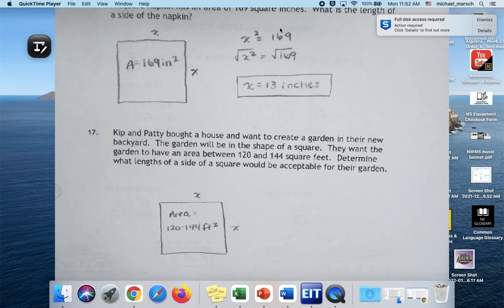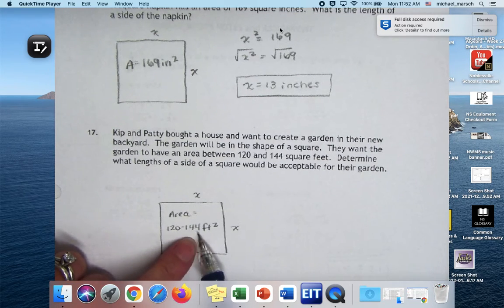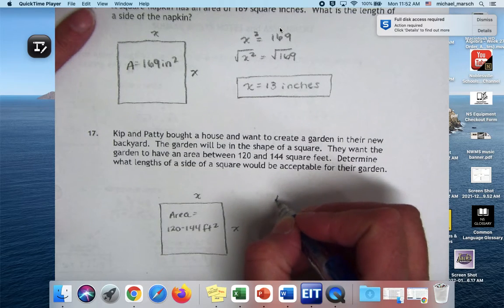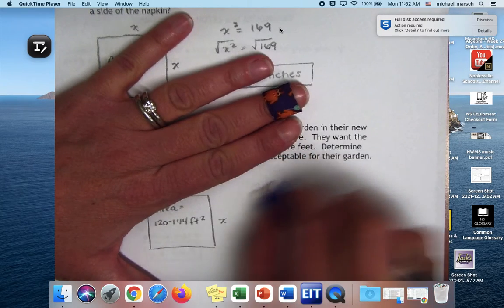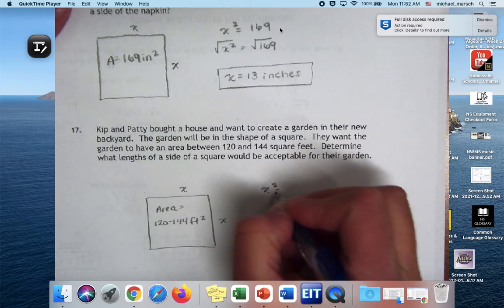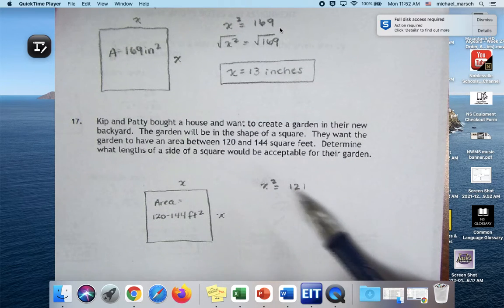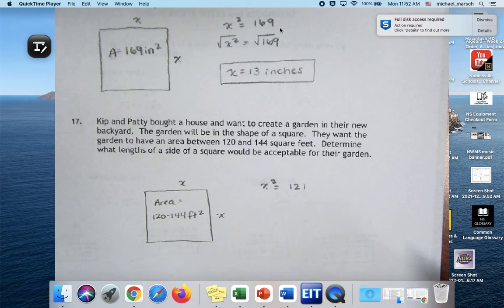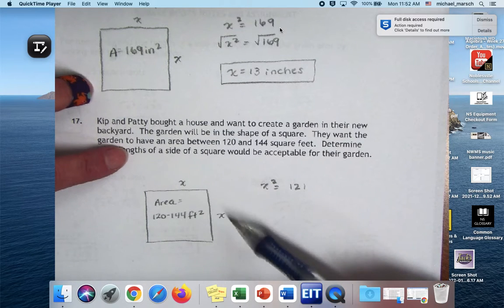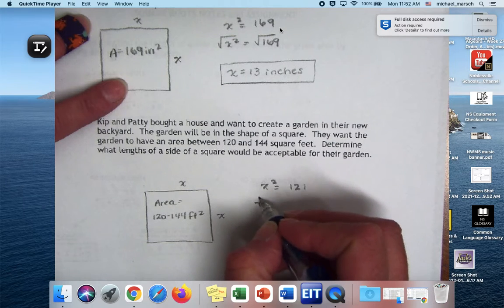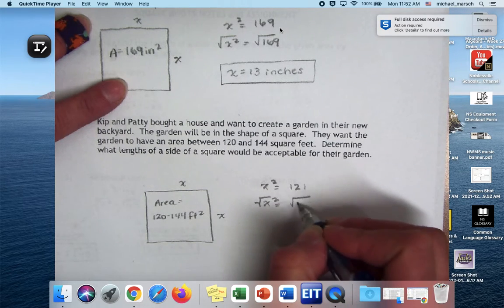12. Well, 12 would be exactly 144. So it has to be between these two. 13 is going to be too big. 11. Sure, 11. I did 11. So if we know that x squared equals 121, because the square root of that will be 11, right? So if we decide that we want these two sides to be 11, 11 times 11 is 121. Oh, and it has to be a number between 120 and 144?